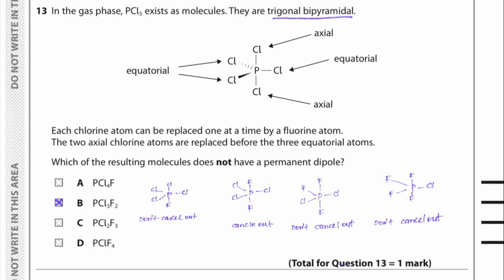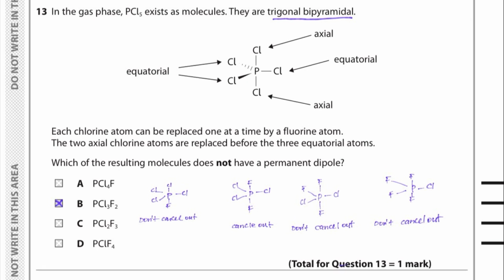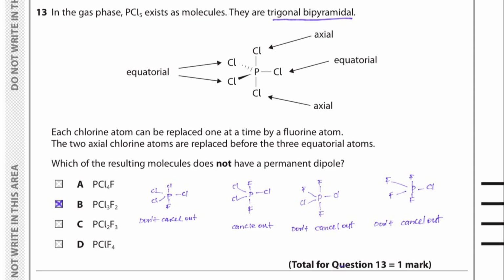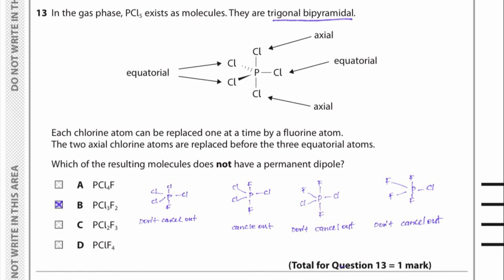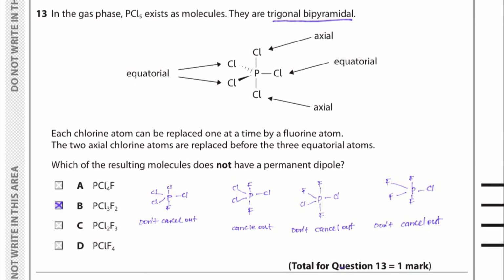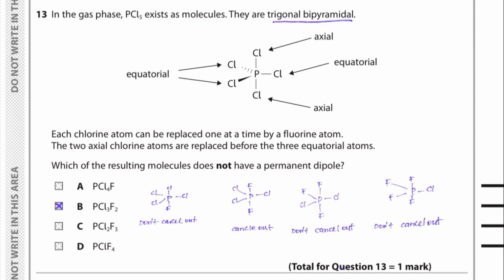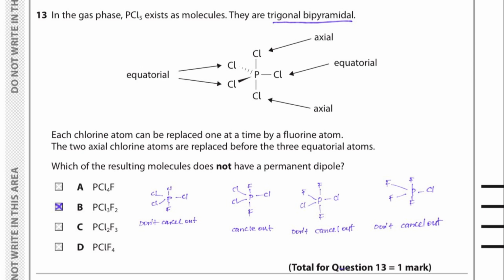Remember, when you replace atoms, if the polar bonds cancel out, there's no net dipole. For A, the fluorine is different from the chlorines, so it's going to create a dipole. For B, two fluorines replacing two axial chlorines, they are positioned symmetrically opposite each other. So the dipoles cancel out, so not polar. Looking at my two other structures in blue for C and D, the dipoles will cancel out. Therefore, the answer is B.